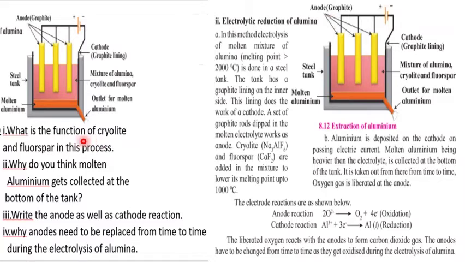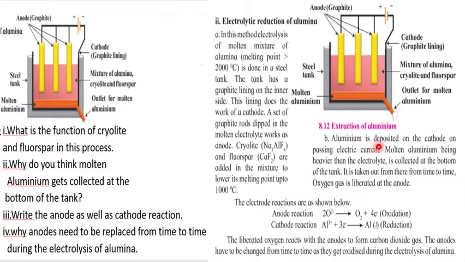Now our question: what is the function of cryolite and feldspar in this process? As we know, the melting point of aluminium oxide is greater than 2000 degrees Celsius. So here cryolite and feldspar are added to the mixture to lower its melting point to about 1000 degrees Celsius.